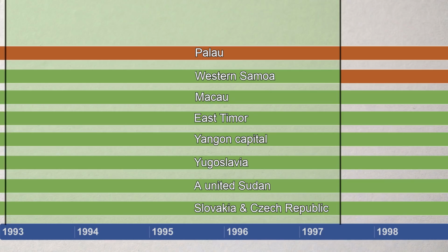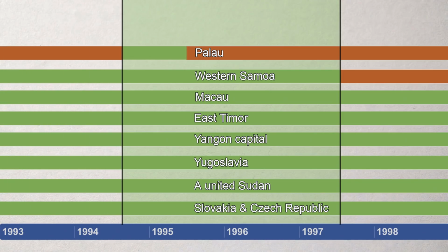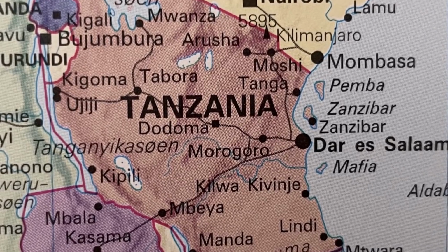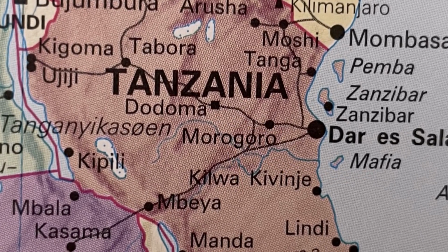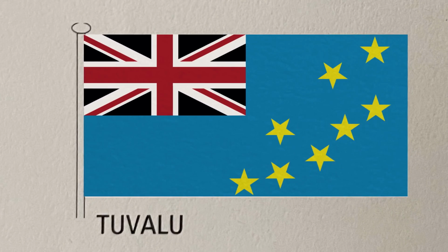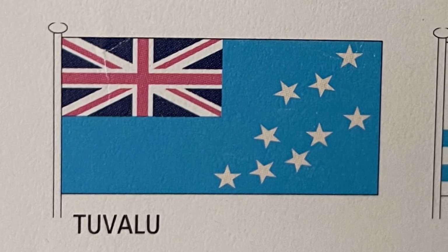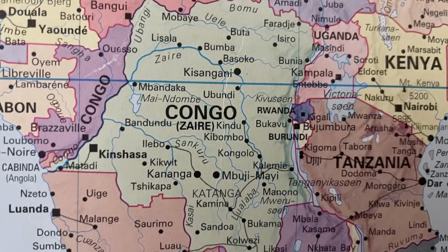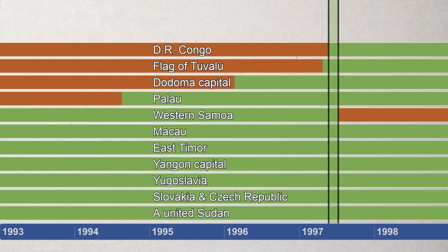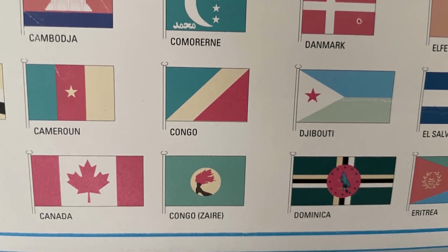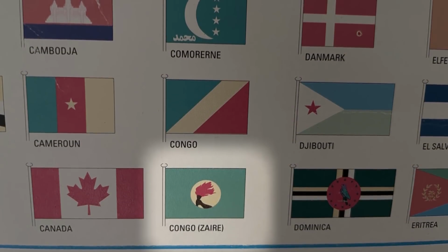says Palau, so I think it's safe to assume that it's after 1994, when it became completely independent. We also get a bit of information from noting that the capital of Tanzania was moved to Dodoma in 1996. The flag of Tuvalu was changed back from its former version on the 11th of April 97, and finally Zaire was renamed to the Democratic Republic of the Congo on the 17th of May 97. Here on this map it says Congo, though still not Democratic Republic yet.